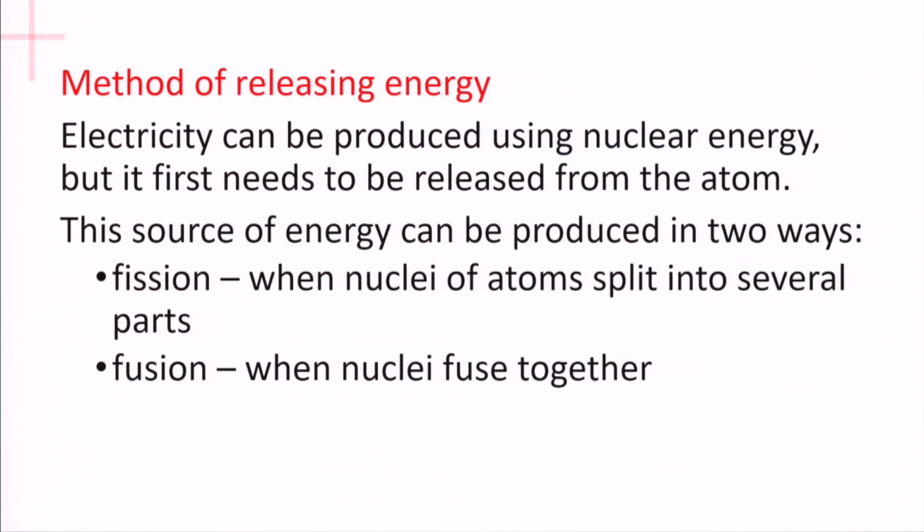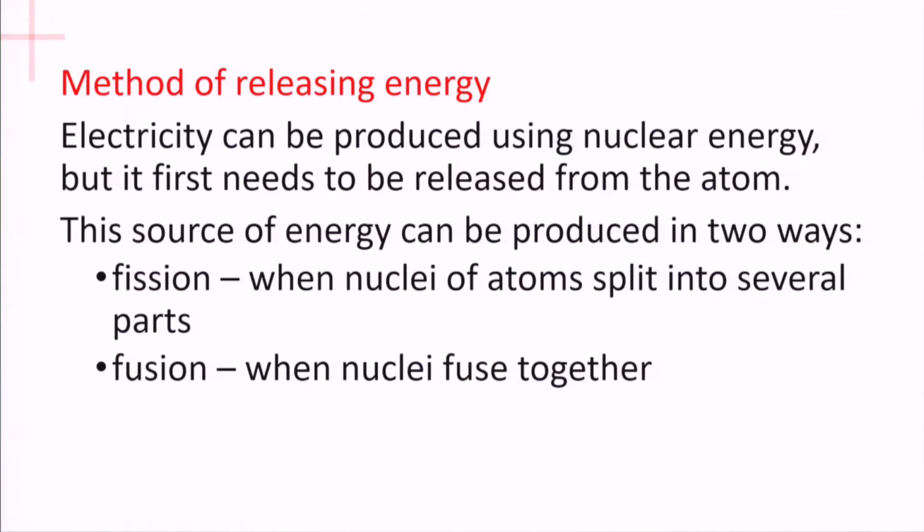Now let us see the methods of getting this energy from nuclear. Electricity can be produced using nuclear energy, but it first needs to be released from the atom. This source of energy can be produced in two ways. One is through fission and the second is through fusion. As the name indicates, fission is when the nuclei of the atom splits up into several parts. Fusion, in other words, is joining together, is when the nuclei fuse together.